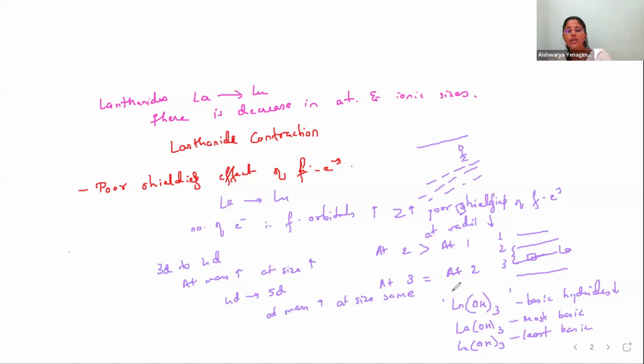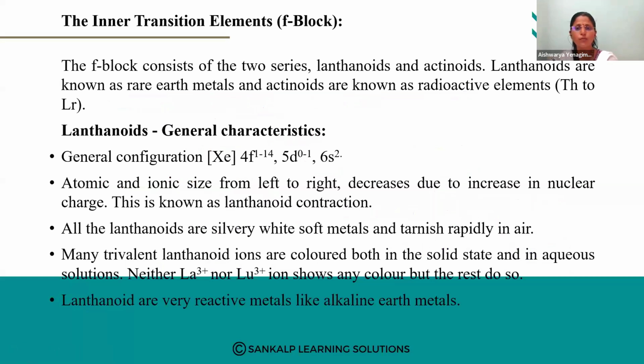And for the basic character of the hydroxides, when you move from lanthanum to lutetium there is a gradual decrease in the ionic radii. Therefore, basic character of the hydroxides also goes on decreasing. Most basic is at the beginning of the lanthanides, least basic at the end. Atomic size and ionic radii decrease from left to right due to the increase in nuclear charge. This is known as lanthanide contraction.